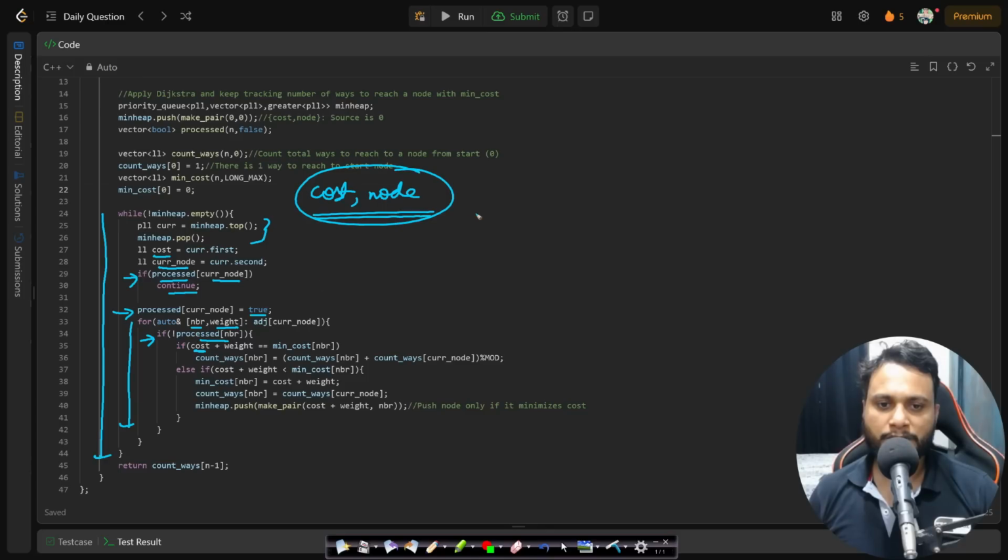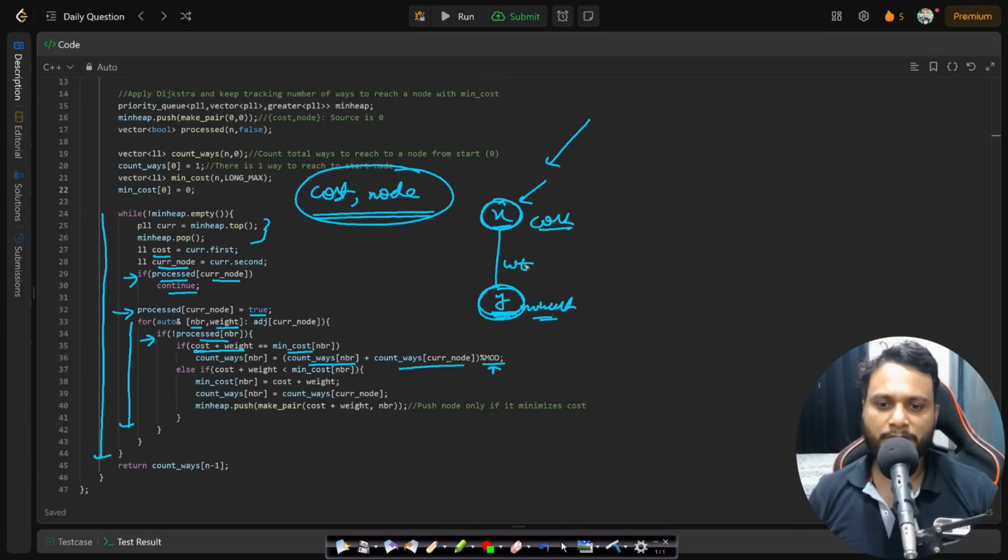If the cost to reach the current node is, let's say, cost, and the edge weight is weight, then cost plus edge weight, if it is equal to the minimum cost to reach some node y, then we have found another minimum cost path to reach y via x, and in that way we have to add the previously known count of ways to reach y with the number of ways to reach x. That we already know, right? And we always have to take mod of 10 to the power 9 plus 7.